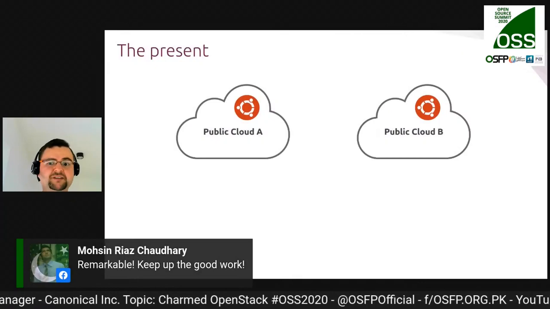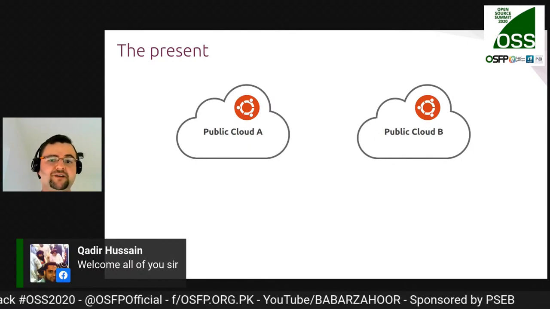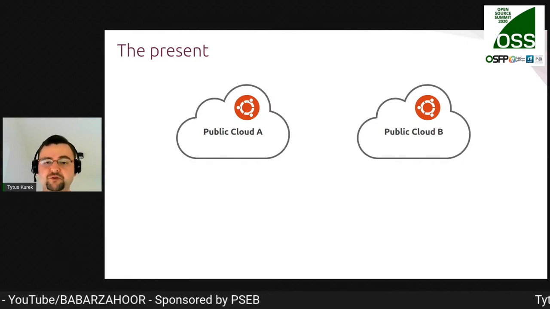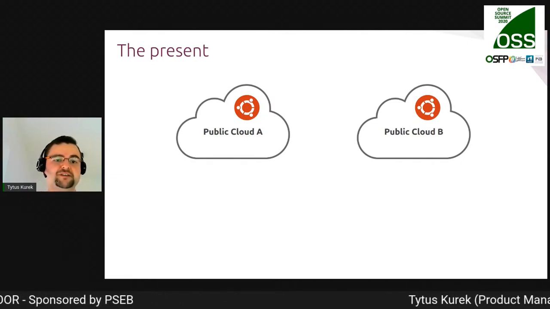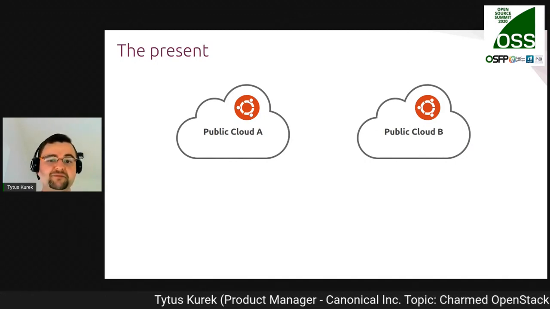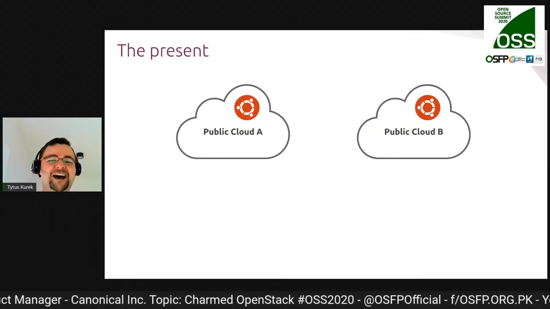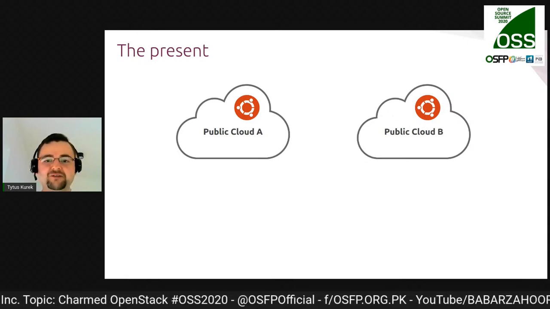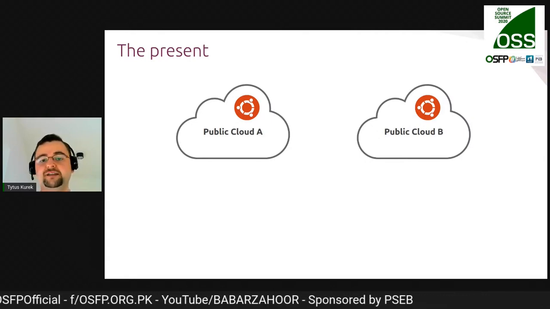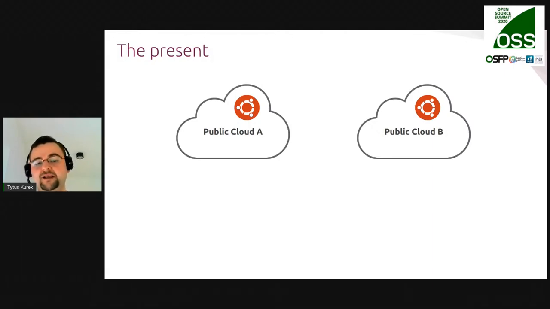This diagram represents the reality of many organizations nowadays. They are using public clouds, most probably more than one, because of being able to negotiate a better pricing or just for high availability purposes. We all saw Google going down yesterday, right? And we, as the company behind Ubuntu, fully support leading public cloud providers so that organizations can run their Ubuntu workloads with confidence in any of the available public clouds.